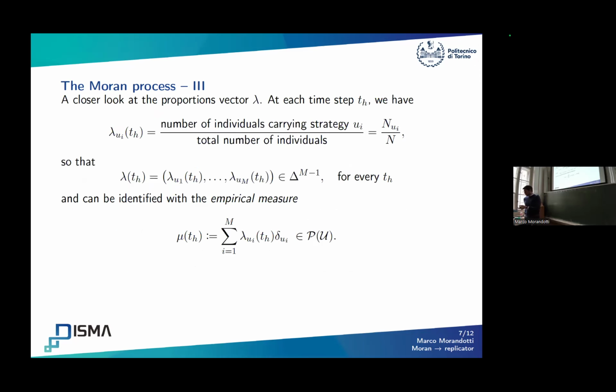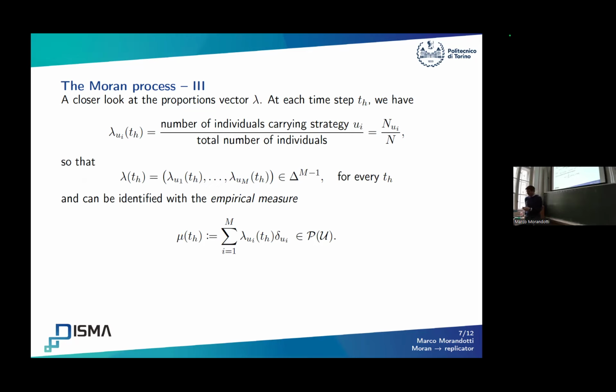Okay, and the proportions vector lambda evolves in the following way. At each time step, we have that amount. So the n_i divided by n is that. And when I want to see the evolution of it as a measure on the simplex, then I need to look at the associated empirical measure.